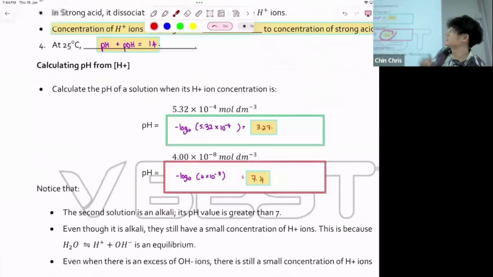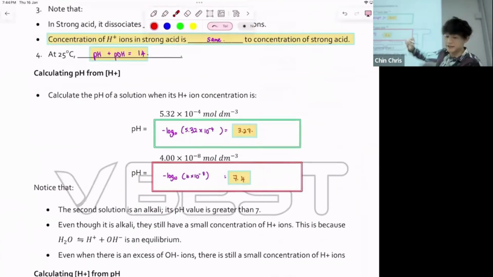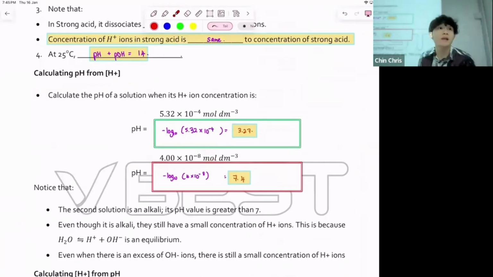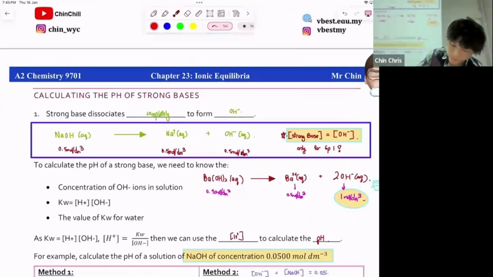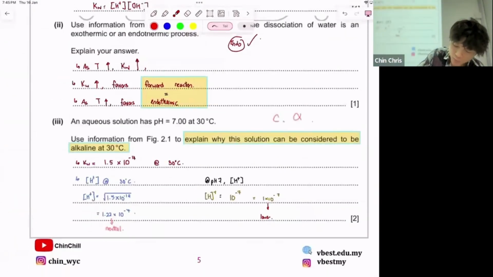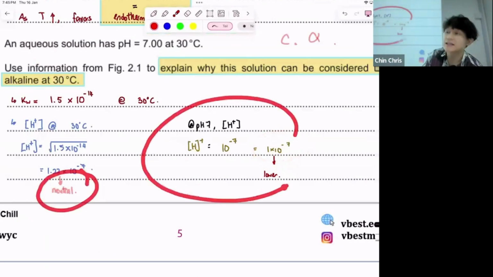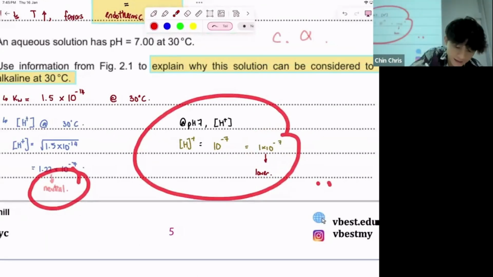Let's look at the pH now. 7.4, right? This is alkaline, correct? Okay, let's look at the value of H+. The value of H+ is very small. Remember, in an alkaline solution, you will still have H+. It's just that the H+ is very small, lower than 1 times 10 to the power -7. So, guys, now can you see that the H+ here is lower than the neutral, which means this solution is alkaline, right?